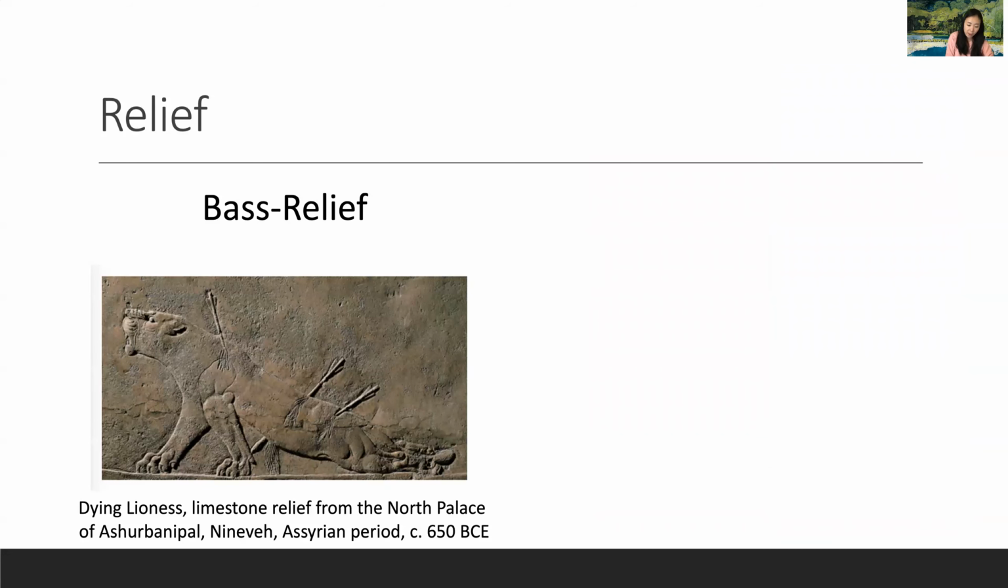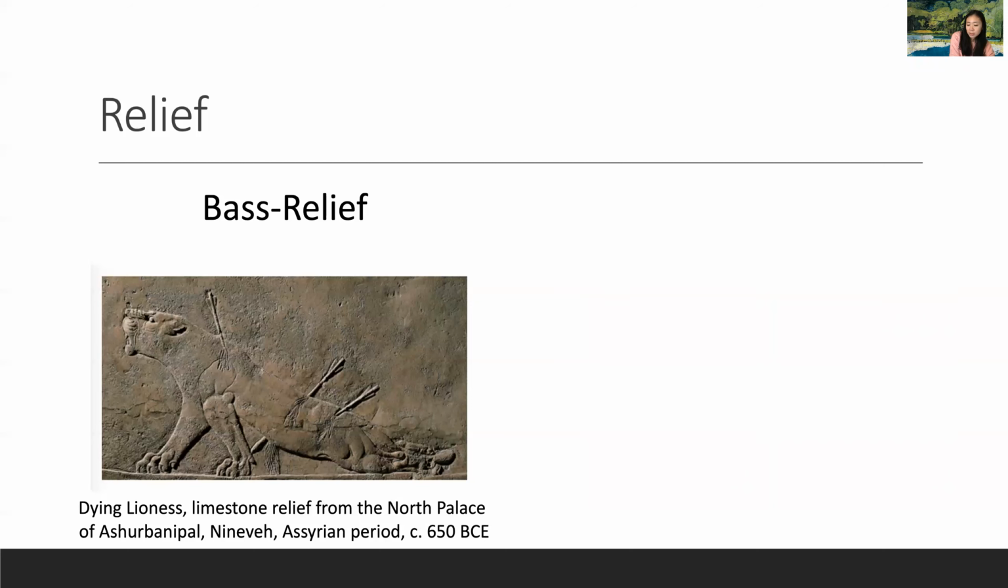And let's see the relief type of sculpture now. So there are two ways of relief in sculpture. One is bas relief and the other one is high relief. So this one is a bas relief example. Bas means low in French.